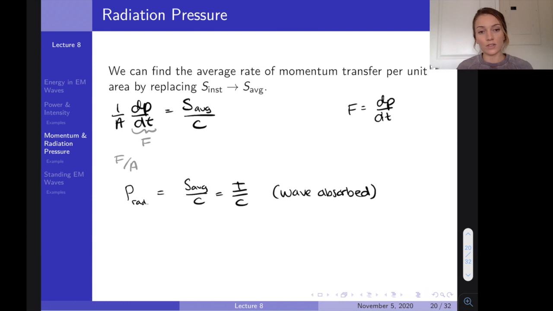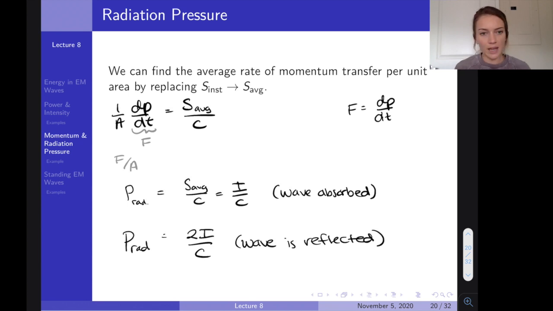Now, if it's reflected, so if you have some kind of surface that's highly reflective and it actually reflects the EM wave, the pressure will just be twice that. You can kind of think of it as if it's just absorbing, it just gets hit once and that's it. But if it's reflecting, the change in momentum is basically twice as big. So P rad is equal to 2 times the intensity over the speed of light. So this is if the wave is reflected.